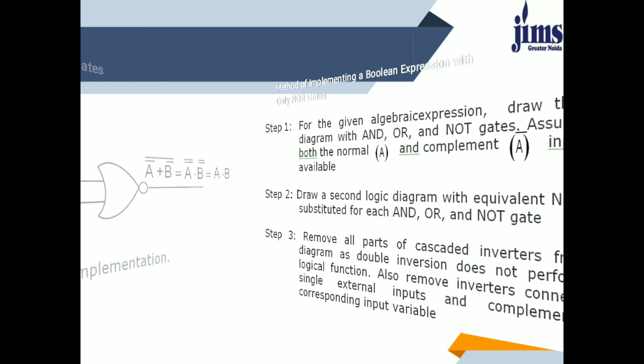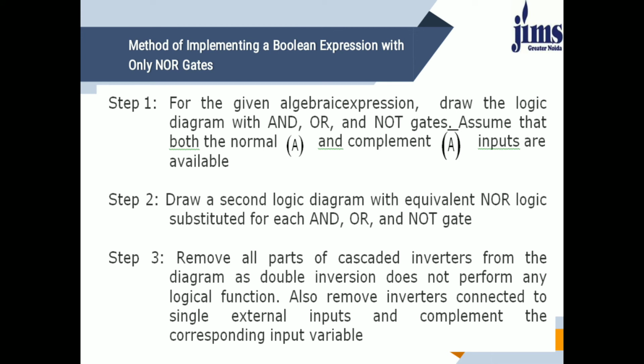Now if we want to implement a Boolean expression using only NOR gates, then what do we have to do? We need to follow these steps. Step 1: for the given algebraic expression, just draw a simple diagram with basic gates only, meaning AND, OR or NOT. Assume that both the normal and complementary inputs are available, meaning A and A bar. Now step 2 is what? Draw a second logic diagram with equivalent NOR logic substituted for each AND, OR and NOT gate.